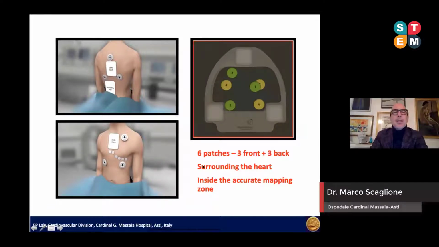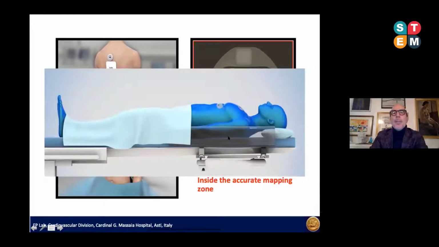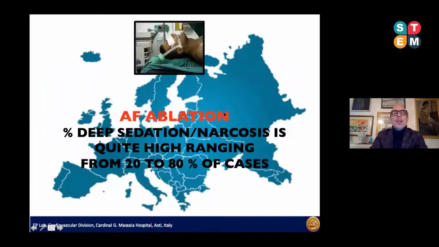And these are some references that you have to combine with some sensor, for example, as in this case, just behind the bed. And you require that the patient stay completely still on the bed, in order to have a reliable reconstruction of the heart chamber. And for this, very often, at least in Europe, we have to use deep sedation or narcosis. And in different countries, the percentage of this methodology ranges from 20 up to 80% of cases sometimes.